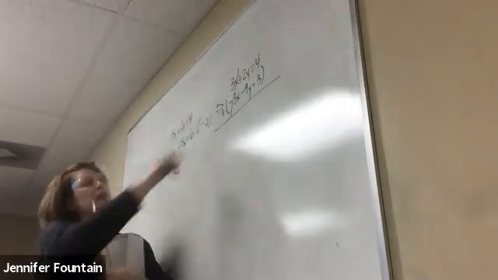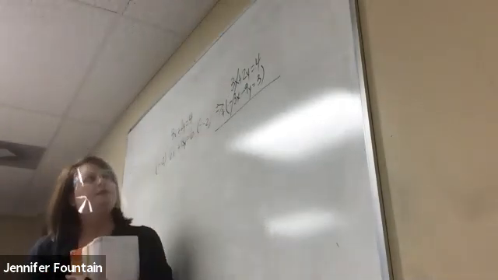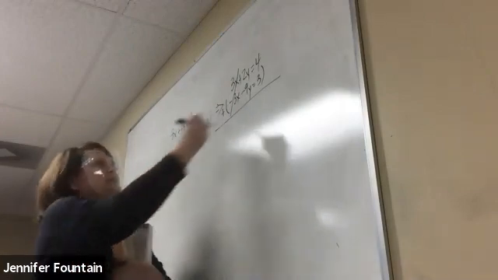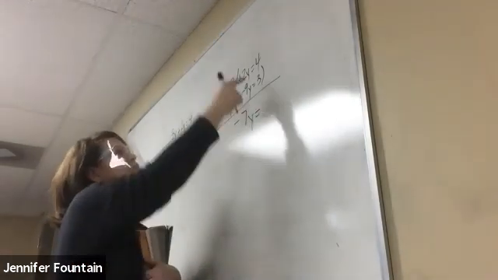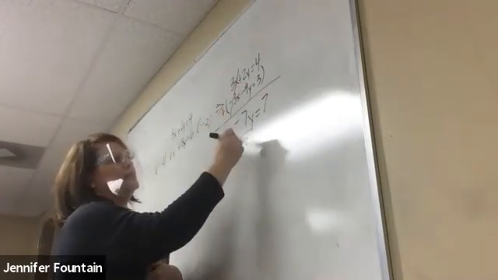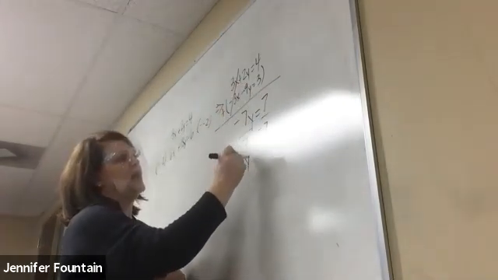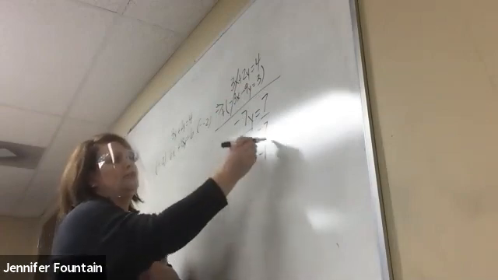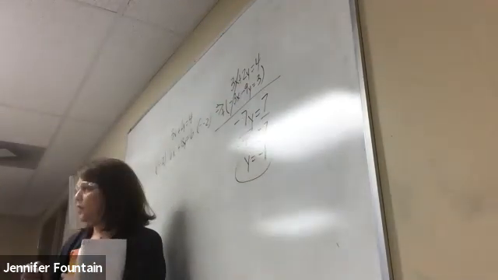What is 2y plus a negative 9y? Negative 7y equals, what is 4 plus 3? 7. Divide by negative 7, and y equals negative 1. So now I found negative 1.